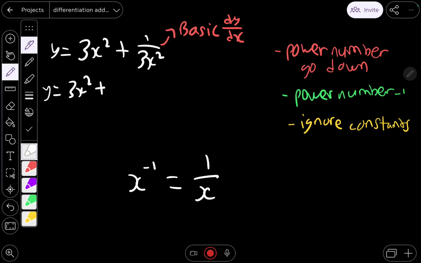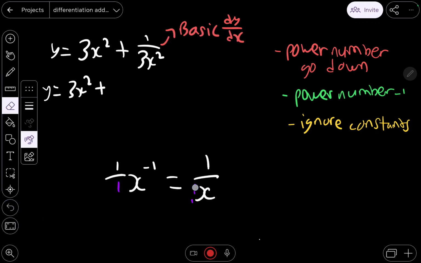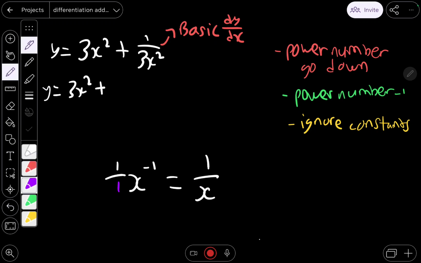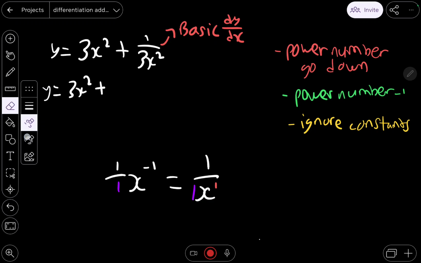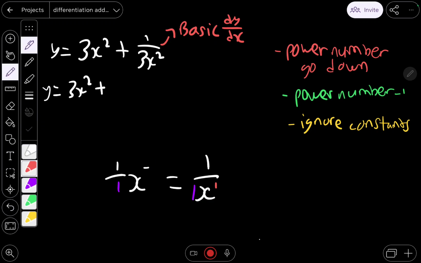But now I have 1 over 3x squared. So to make life easier for you, I will write the invisible 1 here as a 1x. So this is the same as 1 over 1. Actually, I will write the 1 properly. And then we have an x to the power of 1 here, and you can see that there's a -1 here as well.